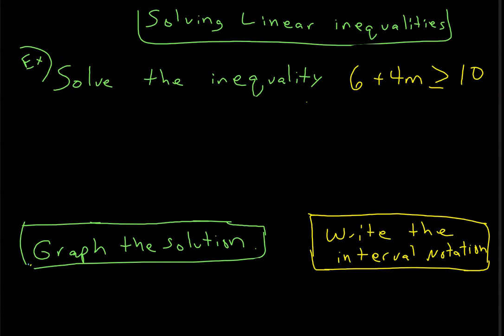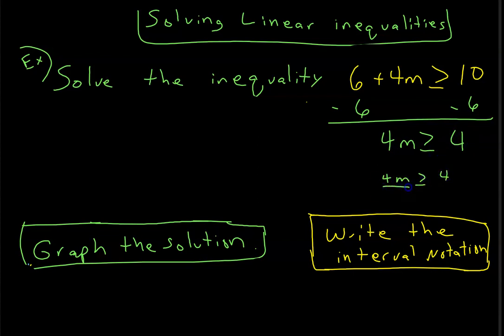All right, so if you paused it, let's do it. You should have subtracted 6 from both sides to begin with to isolate the 4m. And you get 4m is greater than or equal to 4. So to finish solving this, I'll rewrite this again. I'm going to divide both sides by 4. These cancel, leaving just m is greater than or equal to 1.